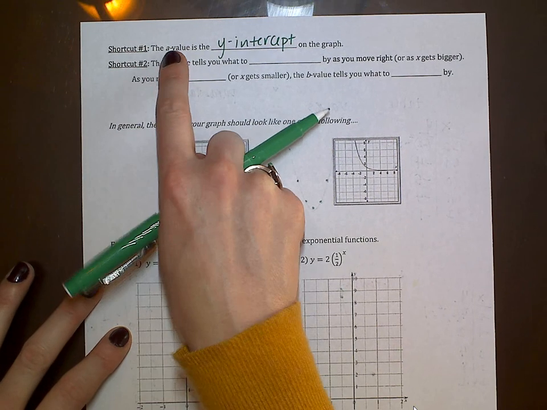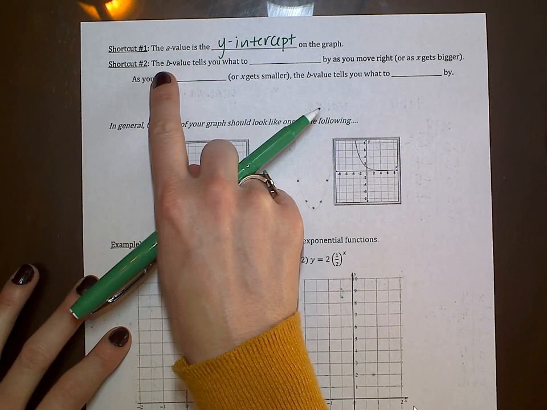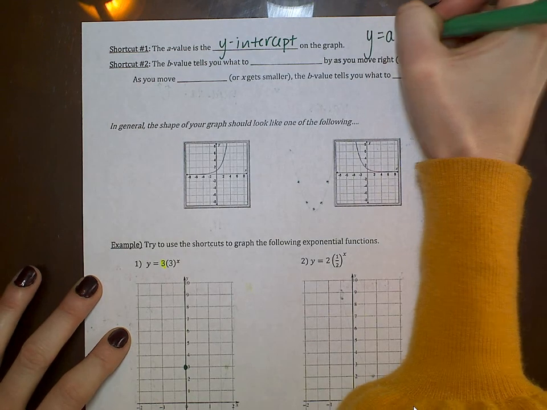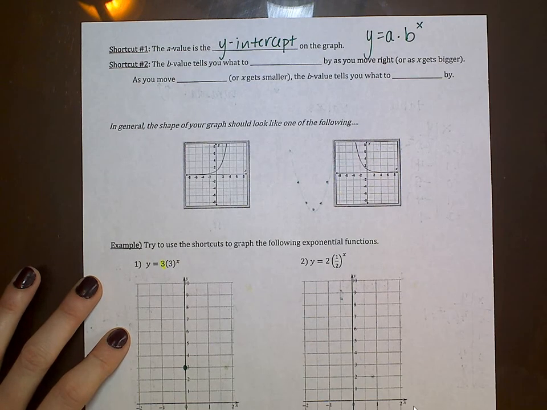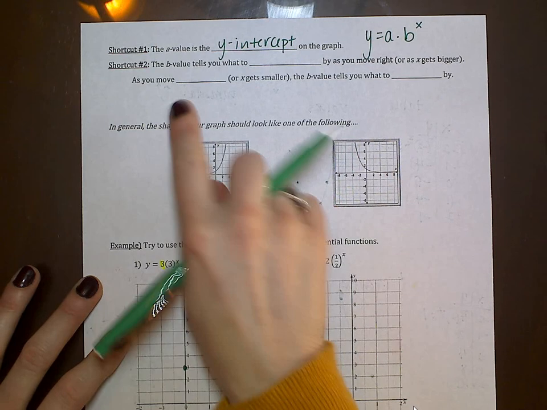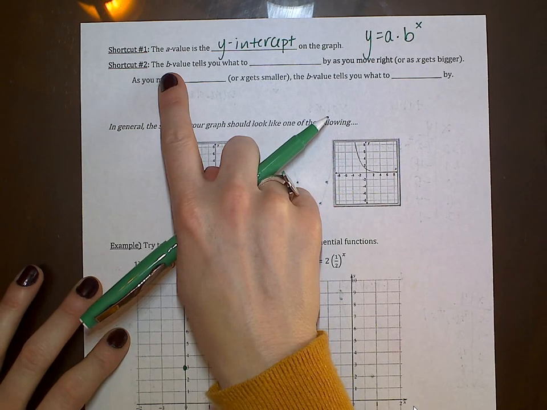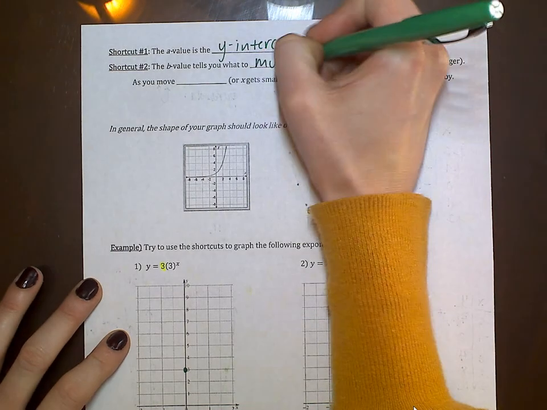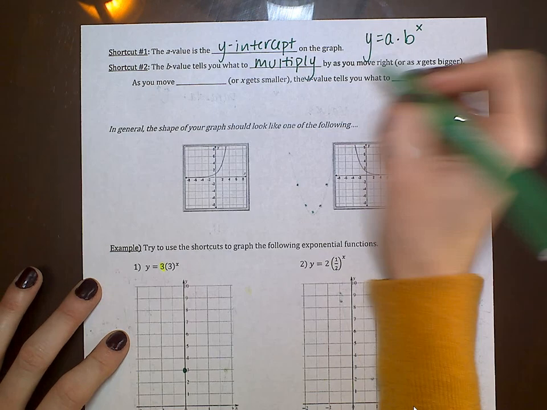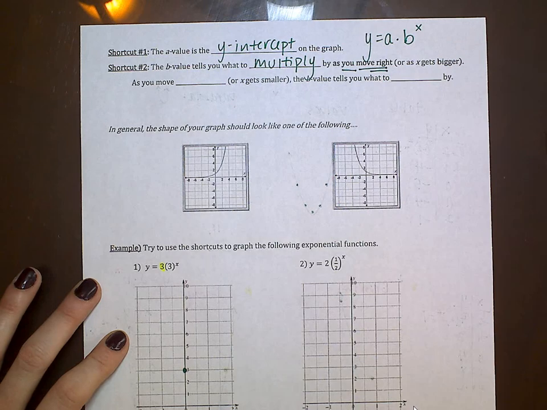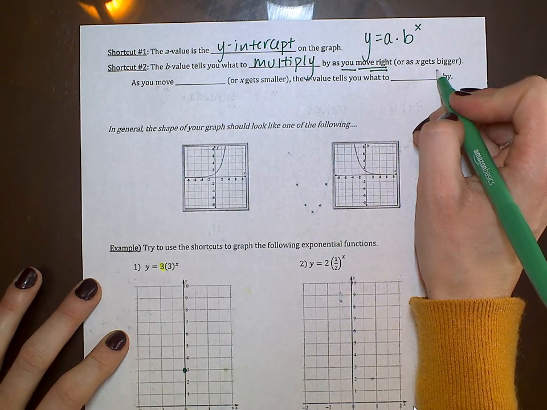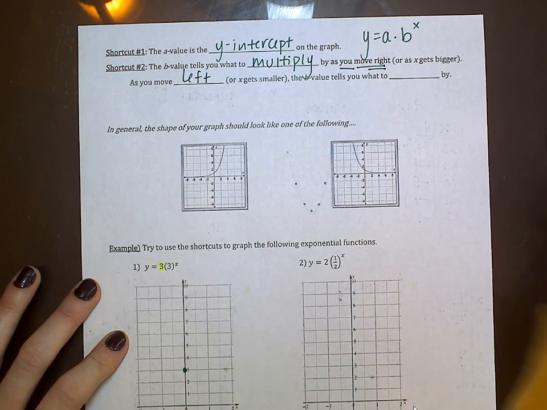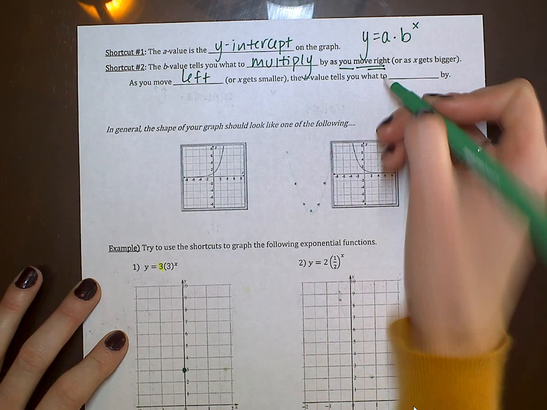The A value tells you something, the y-intercept. The B value, and again I'm thinking y equals A times B to the X, the B value is going to tell you what to multiply by as you move right, or as x gets bigger, and as you move left, or x gets smaller, the B value tells you what to divide by.